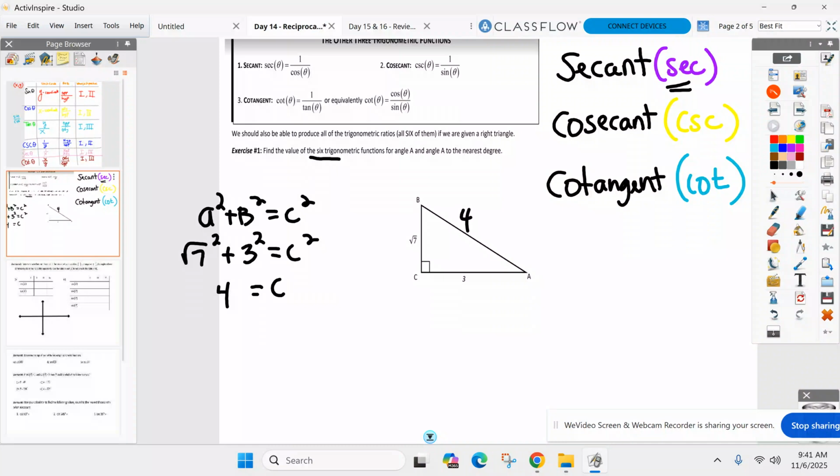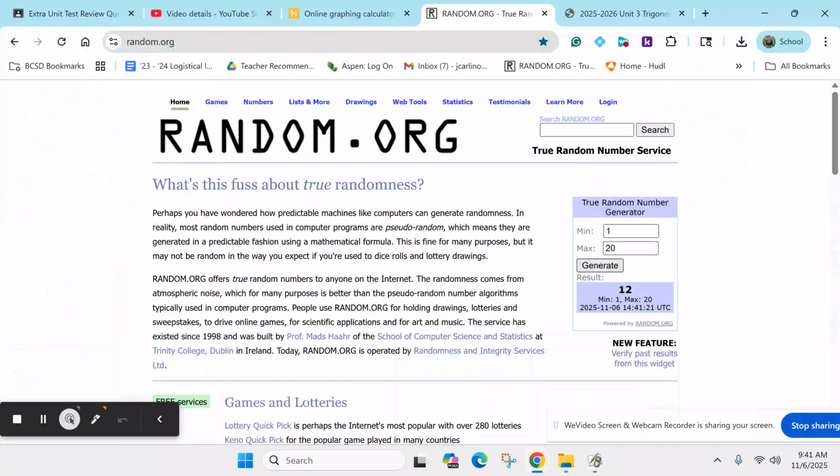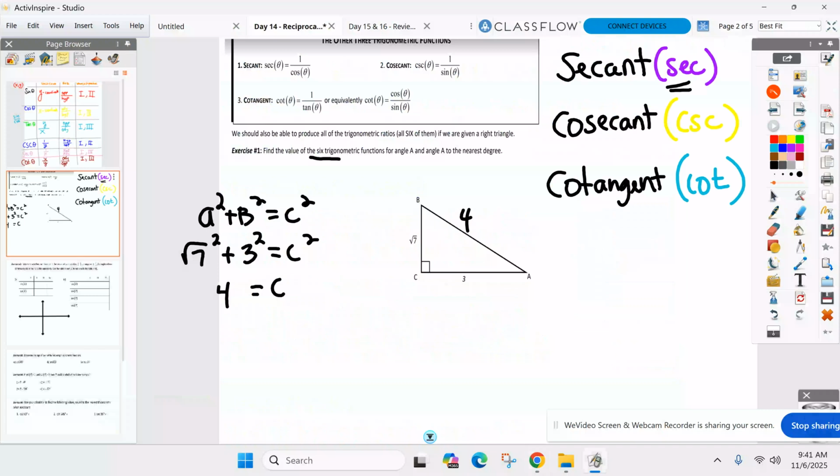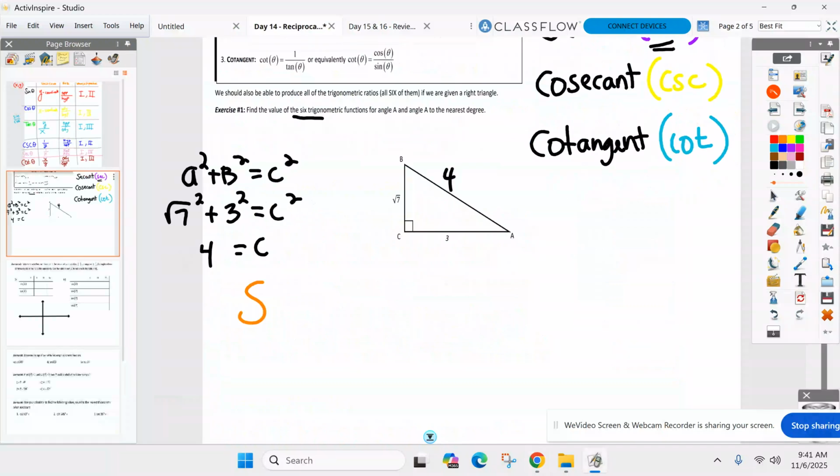Whoever comes up next, I will let you choose one of the original 3 to start, because we got to find all 6. But I would want to start with one of the original 3. So you tell me which one you want to start finding first. Kaylee, what do you want to find first? Sine, you got it. Here we go, everyone. Sine. And it looks like from angle A. So the sine of A.